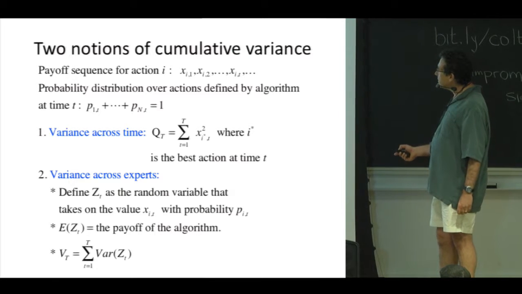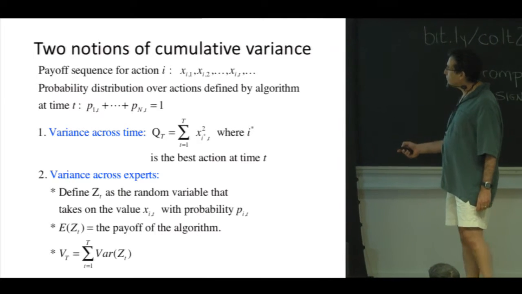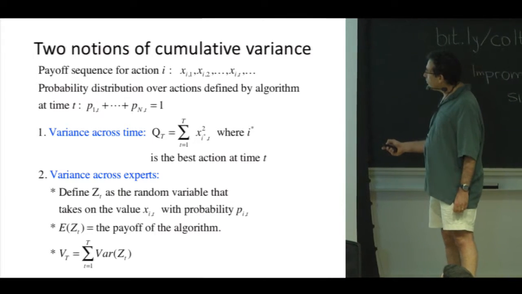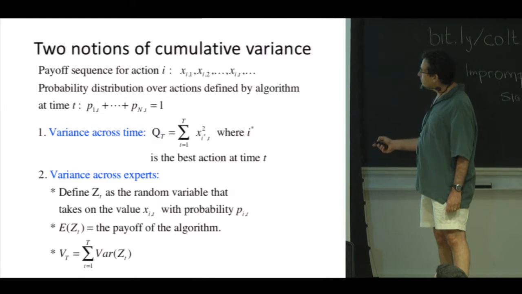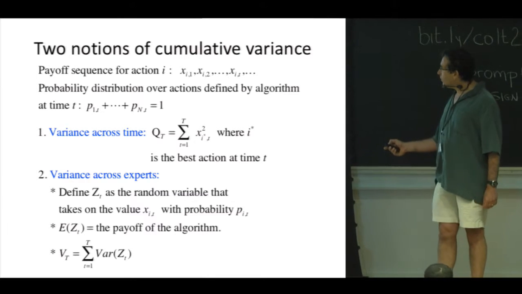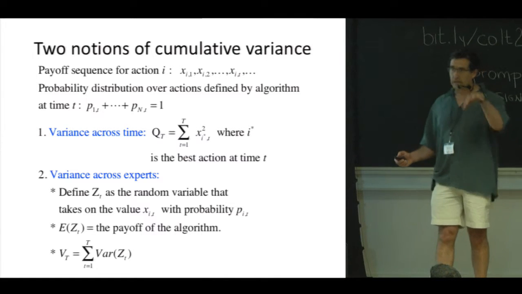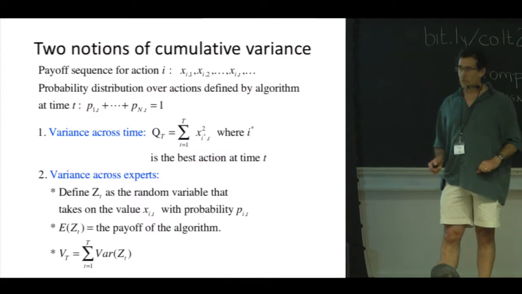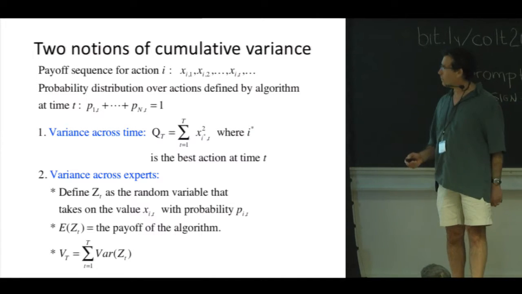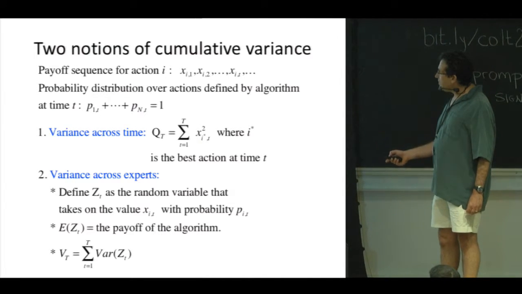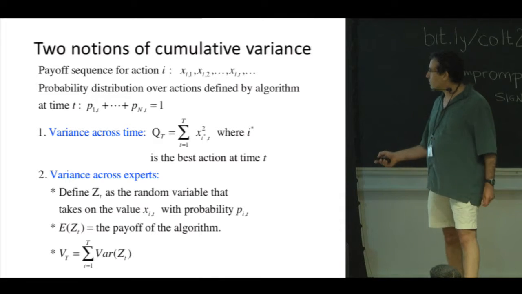The variance across time, which is the first thing that they define, is Q_t, where you take the sum of the squares of the payoffs across time for a particular action, the action that is the best at that end time. So the expert that you want to compare yourself to. So that's one definition. And then there is another definition, which goes like this.